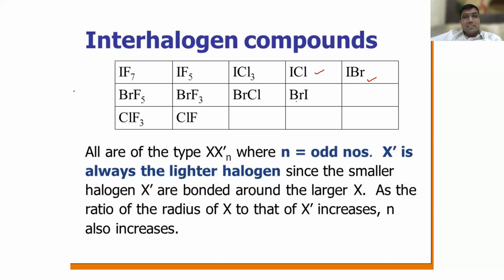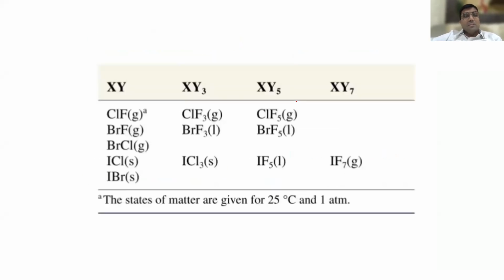Now, let us have a look at the chemistry of these interhalogen compounds. We can see, students, there are some XY type halogens. You can see here ClF, which is a gas, BrF, BrCl, ICl, IBr. Mostly these are asked in the competitive exam. These three are asked in the competitive examination. BrF5, IF5, IF7, all these things are asked in the competitive examination. The structures have been asked.